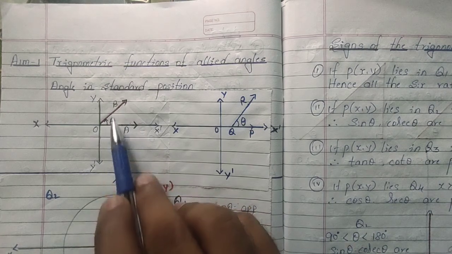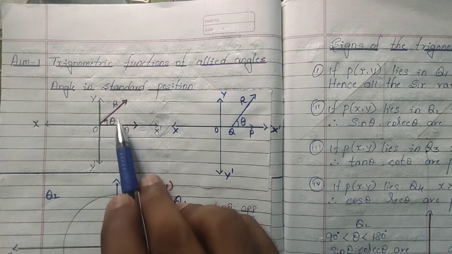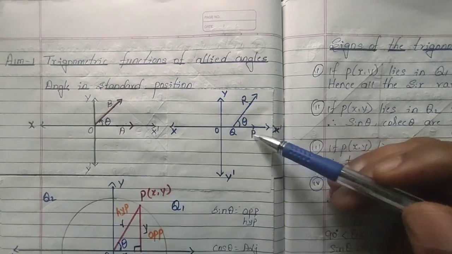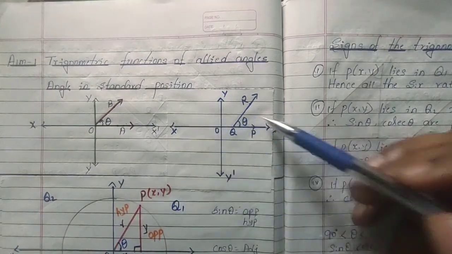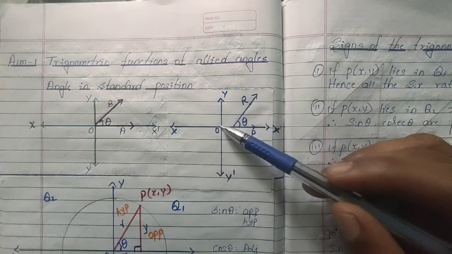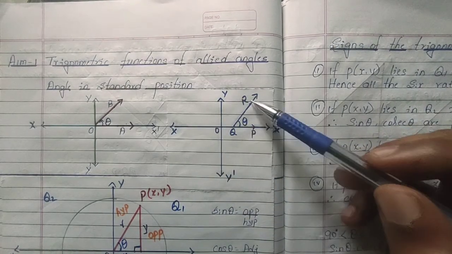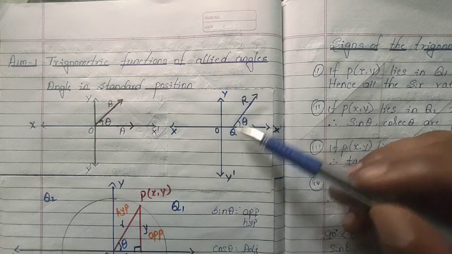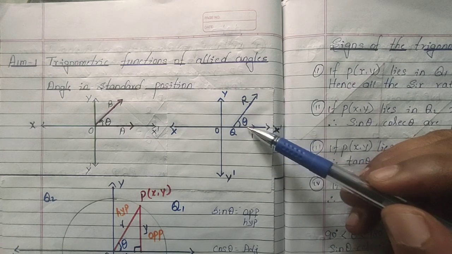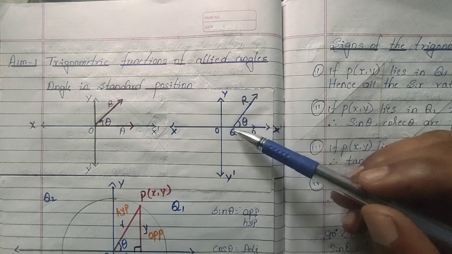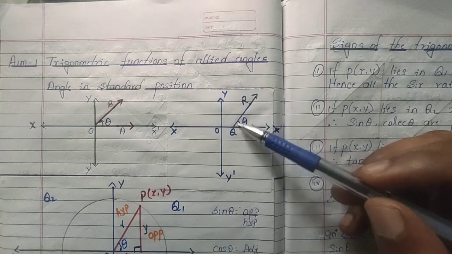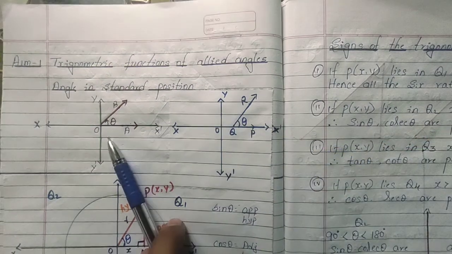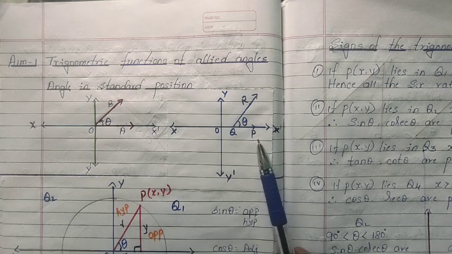Now angle AOB is theta. Both initial ray and terminal ray coincide at origin. Look at this picture. Here this is x-axis and this is y-axis and this is origin. Here angle PQR is theta. This angle PQR is not a standard position. Why? Because this initial ray and terminal ray are not coincident at origin. Okay, this is standard position and this is not a standard position.